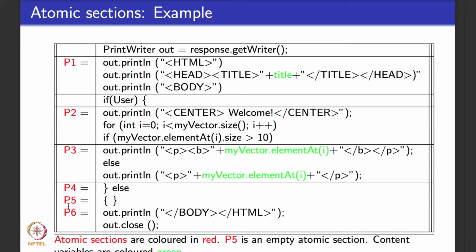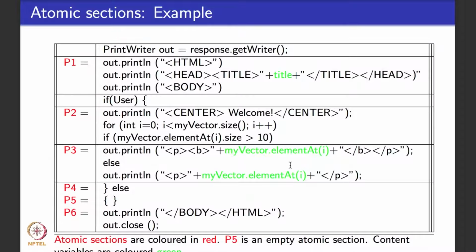If you notice, there's one atomic section P5 which is completely empty. In this scenario, why is it empty? It is empty because the user has not been validated. So they don't want to print the welcome message and read the data and print it. So they print nothing, but they close the body and HTML file so that the empty HTML file can be rendered back on the client's web browser.